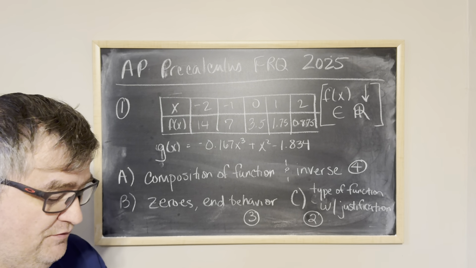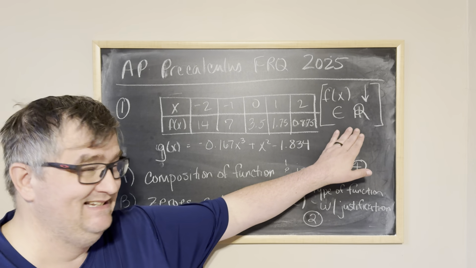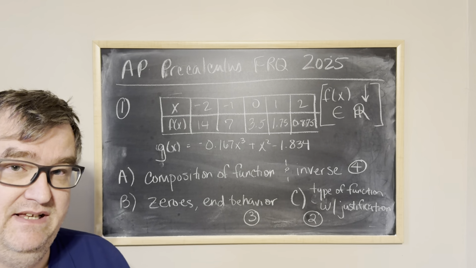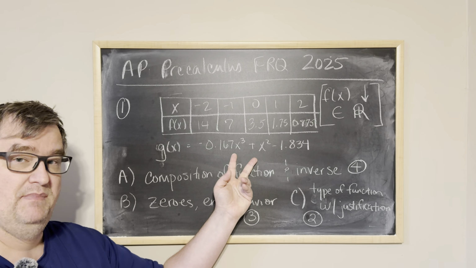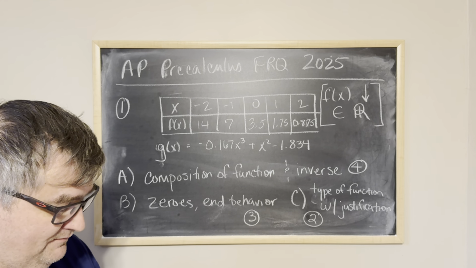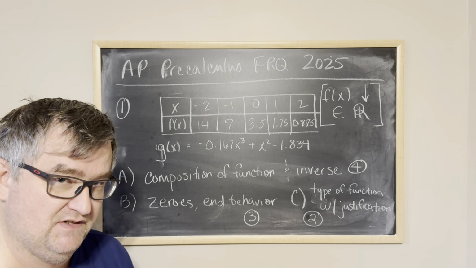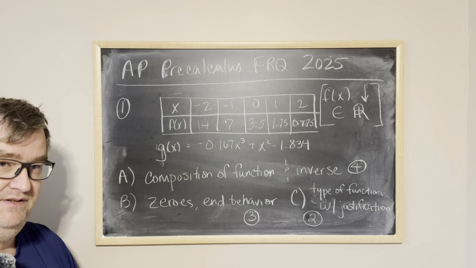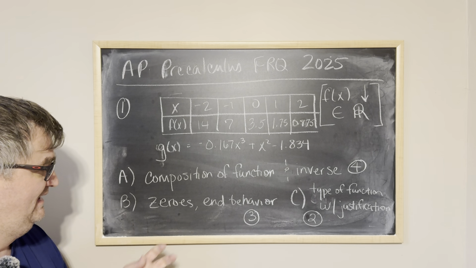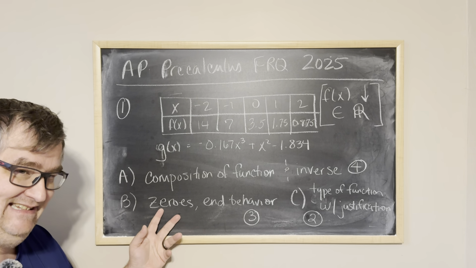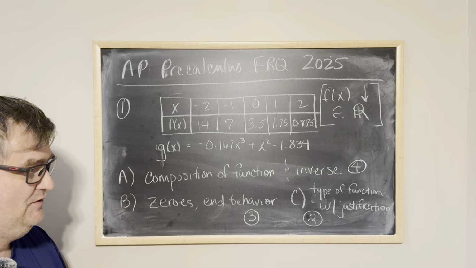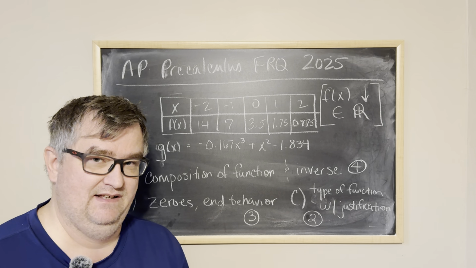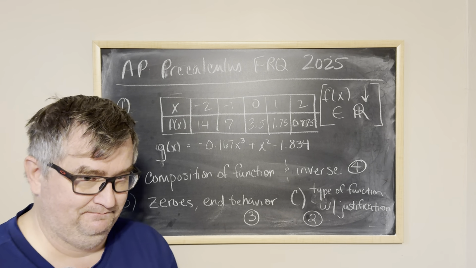The function f is decreasing and defined for all real numbers. That's this syntax right here. You see this table provided, and then you're given a function g that is defined by this equation right here. And then they ask 6 questions. Question A talks about composition of function and inverse. Question B talks about the zeros of the function and its end behavior. And then question C talks about the type of function and justification.